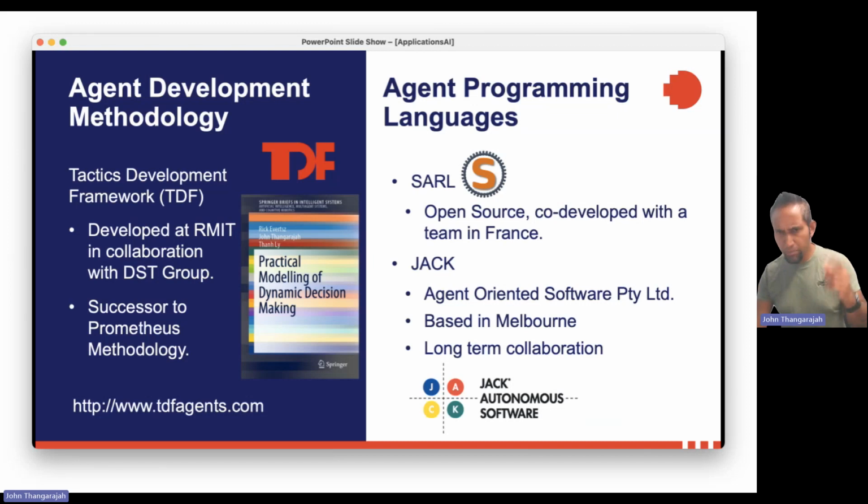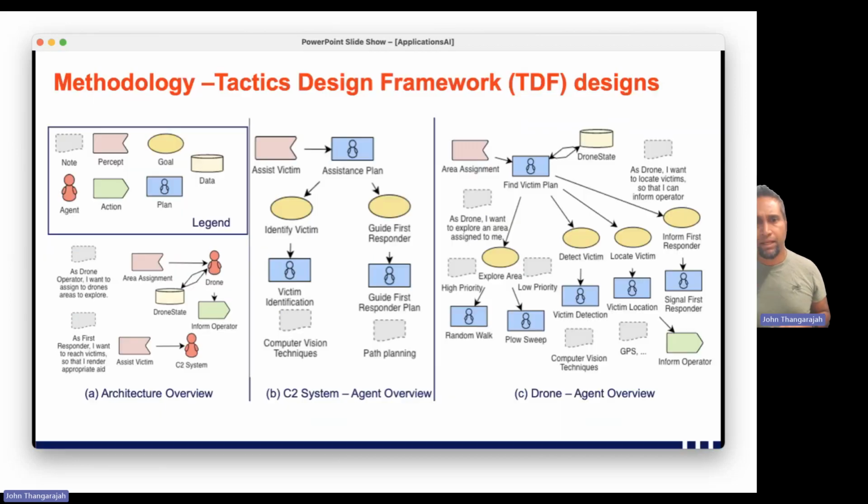And I'll talk a bit more about SAL in the slides to come. But so here's TDF, just a very quick overview of TDF, the tactics design framework that I mentioned. I'm not going to get into technical details, but one thing I want to highlight here is that when we design these cognitive agents, we design them not in terms of objects, right? We design them in cognitive terms like goals, plans, beliefs, percepts, actions.